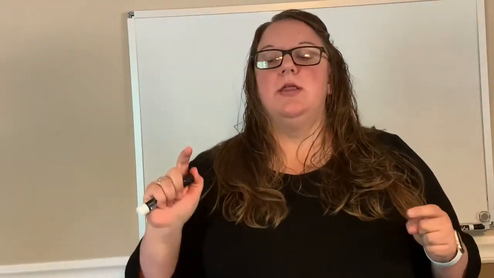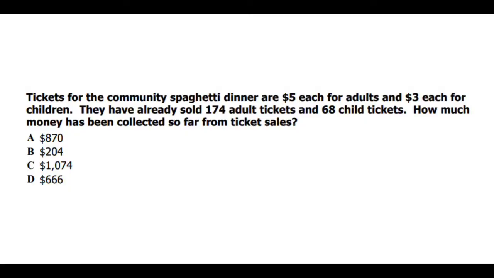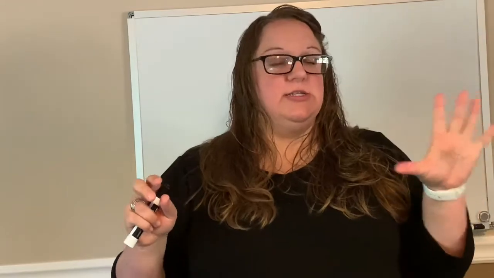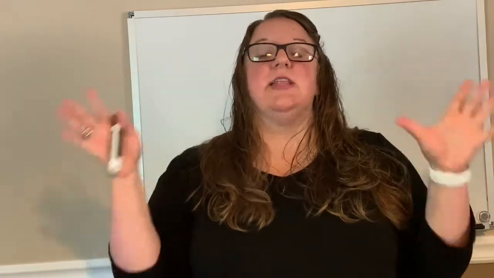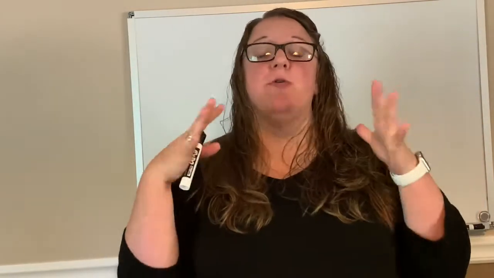Okay, so the problem that we're going to start with says, tickets for the community spaghetti dinner are $5 each for adults and $3 each for children. They have already sold 174 adult tickets and 68 child tickets. How much money has been collected so far from ticket sales? So what they want you to do is take the adult tickets and the child tickets, and figure out how much money has been made so far.